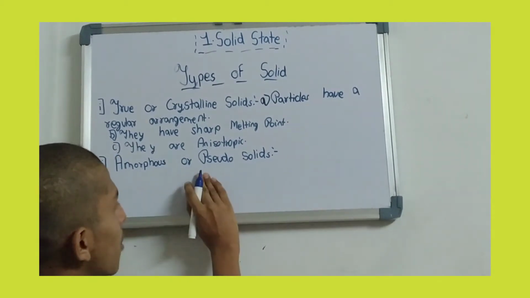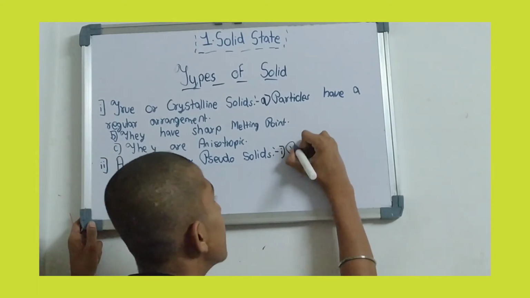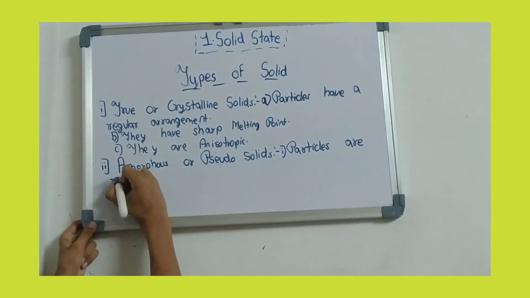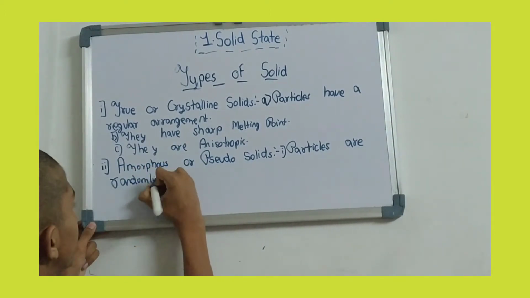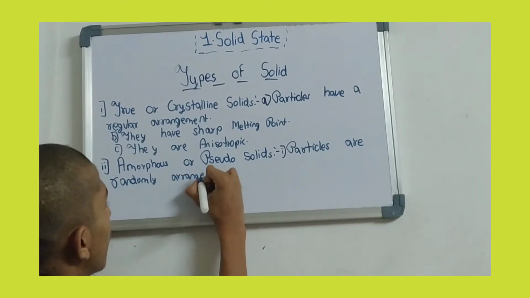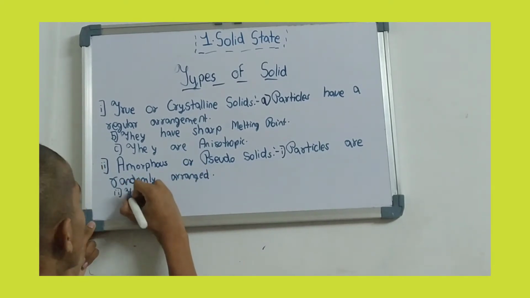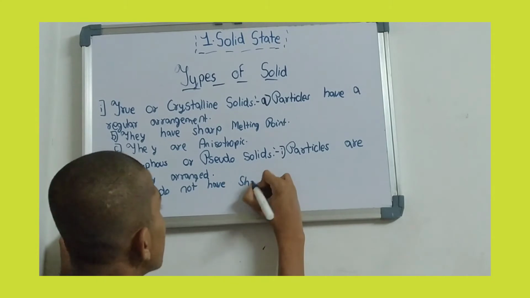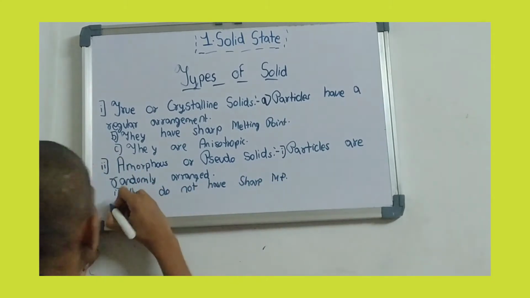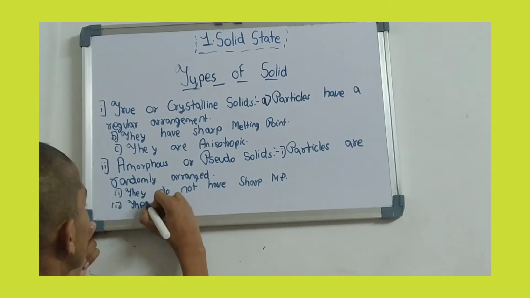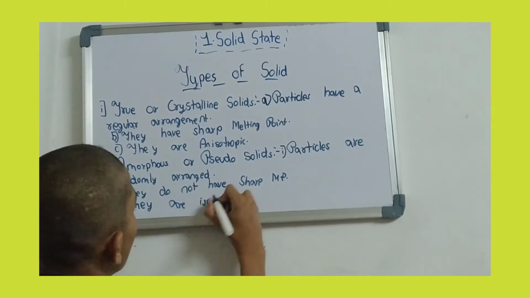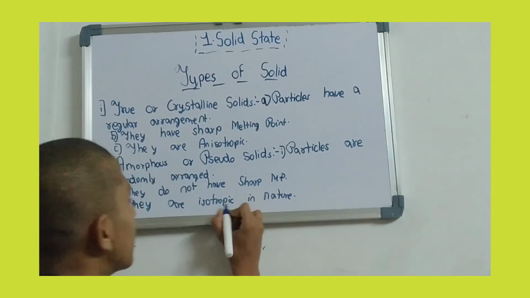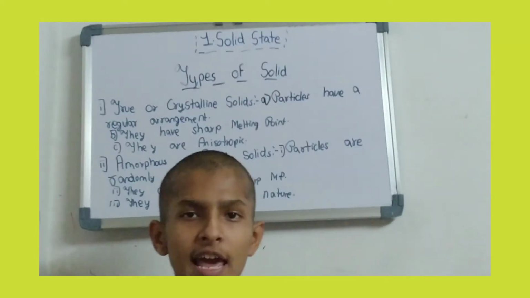Now let's look at the properties of amorphous or pseudo solids. In these, particles are randomly arranged, and they do not have a sharp melting point. They are isotropic in nature. It means that the magnitude of the property will be the same in every direction.